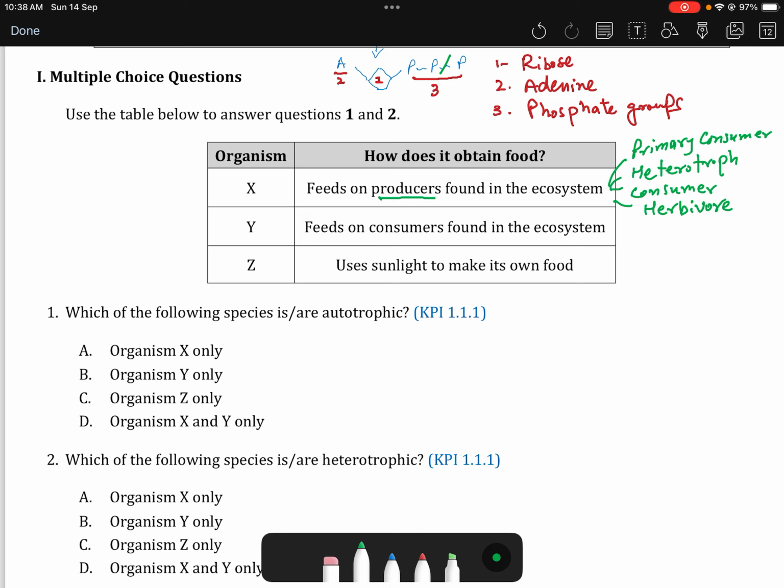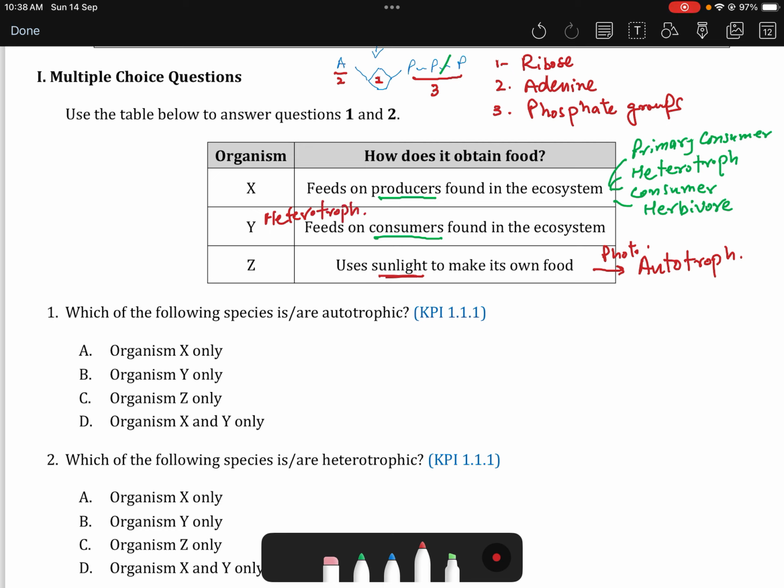Now Y feeds on the consumers found in the ecosystem. So it is feeding on consumers, so it's again a consumer, so it is a heterotroph. Z uses sunlight to make its own food. When they say use sunlight to make its own food, this is an autotroph. And don't forget, they use sunlight, so they are photoautotrophs, and the others are heterotrophs.